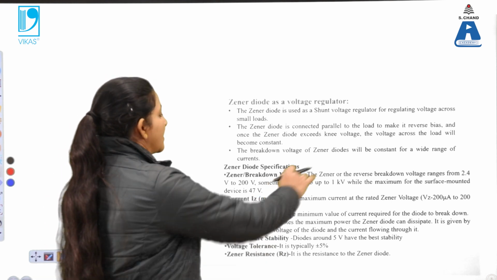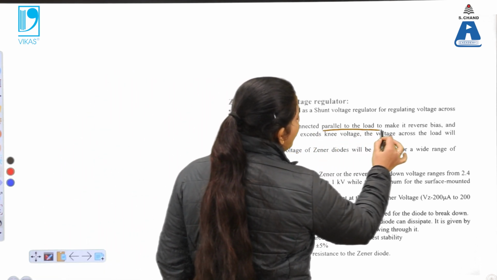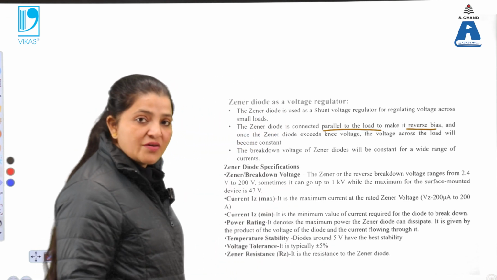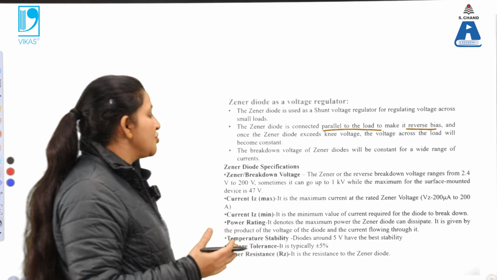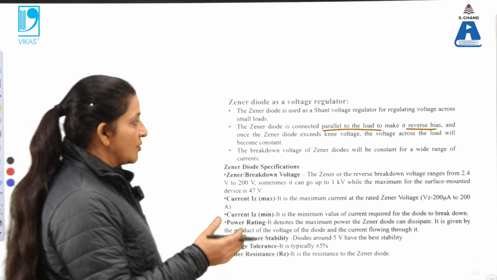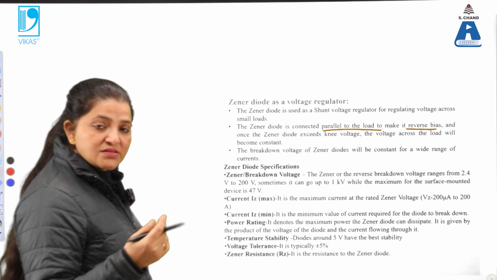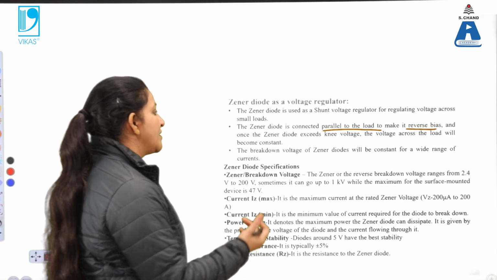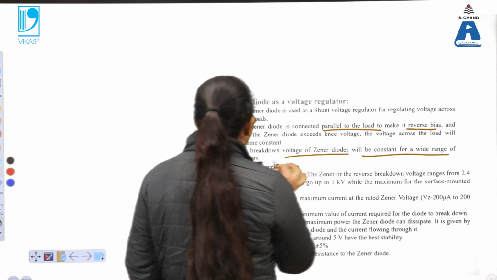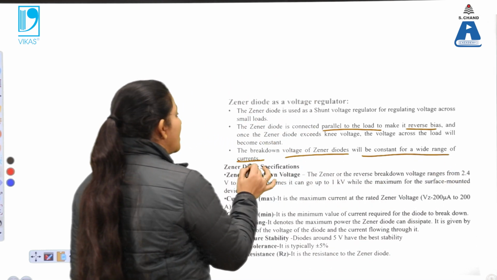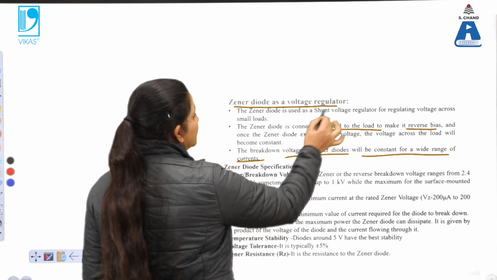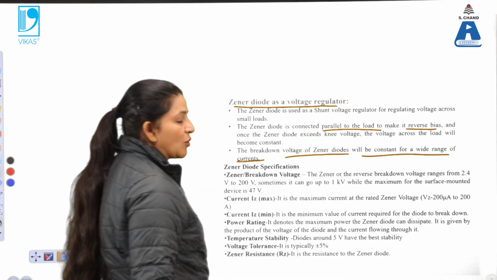The Zener diode in that case is connected parallel to the load, which keeps it in the reverse bias condition. And we know that in reverse bias, when the Zener voltage or the knee voltage is reached, the current is enhanced at that particular voltage. So the breakdown occurs, and the breakdown voltage of the Zener diode is constant over a wide range of currents. These are the characteristics of Zener diodes, which is why it is used in a voltage regulator.